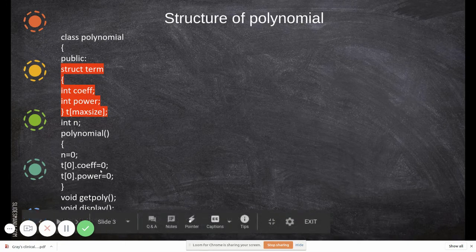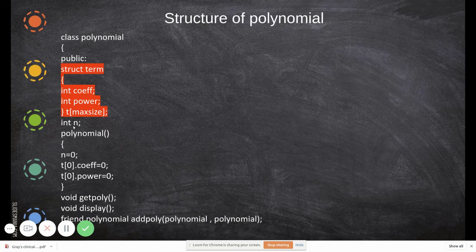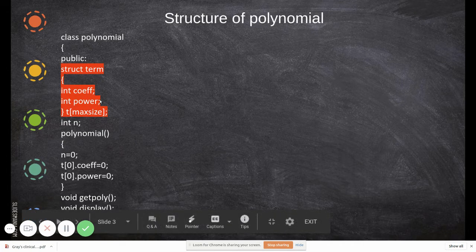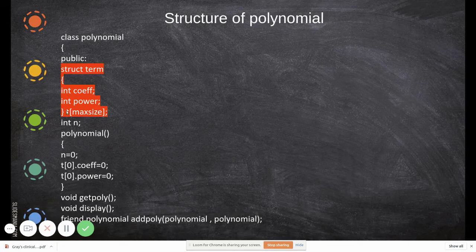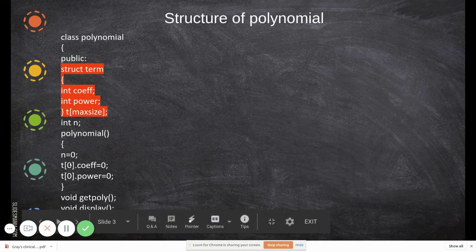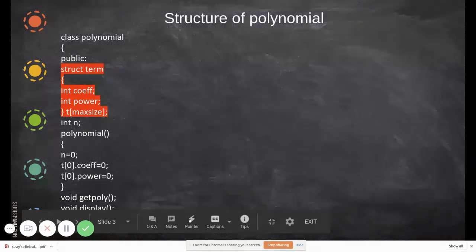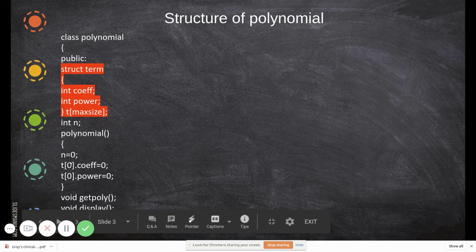Now we define a constructor polynomial, and here we first declare initially the number of terms to be 0. We have already declared a variable n, and we initialize it in our constructor. Initially it is 0. Then how can you access an individual element in this structure? It is an array of this structure, so T of 0 dot coefficient: an array you can access with the index, and inside the structure you can access with the dot operator. Combined together, T of 0 dot coefficient means the first value of the array, and in that the coefficient we are initializing to 0, and the power also to be 0.